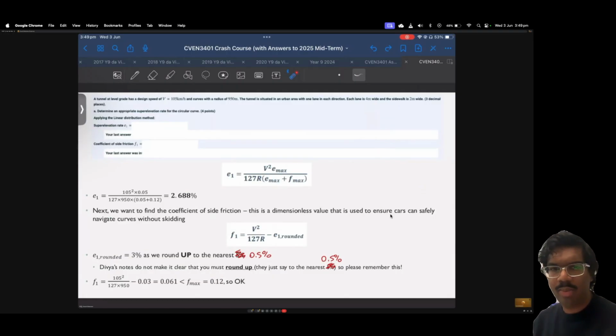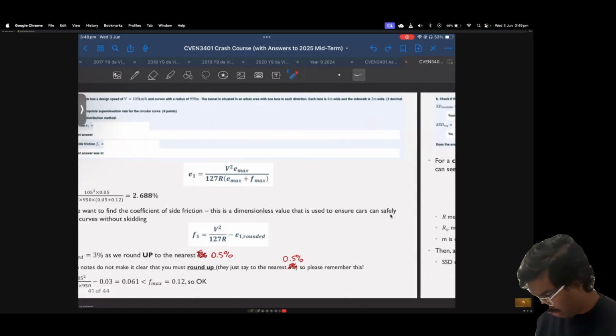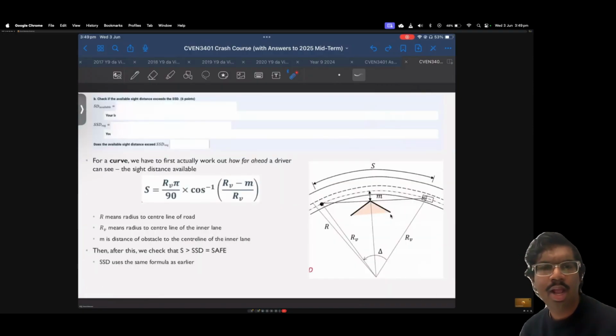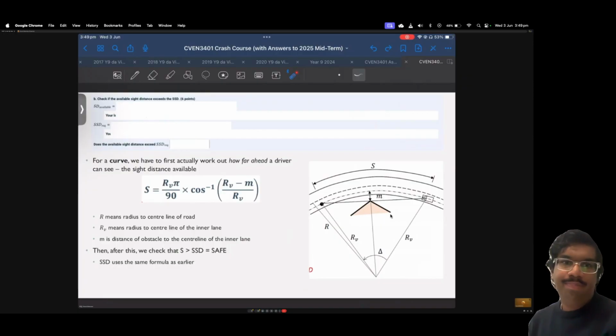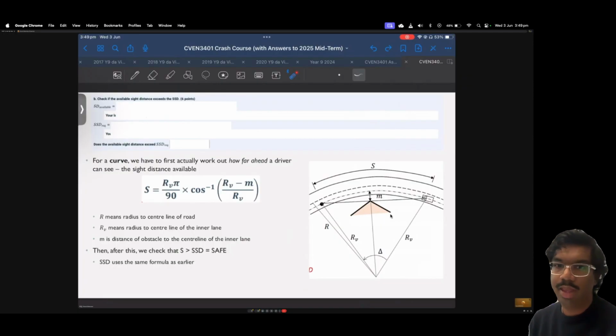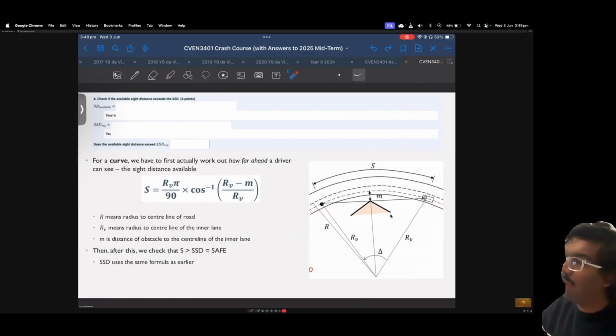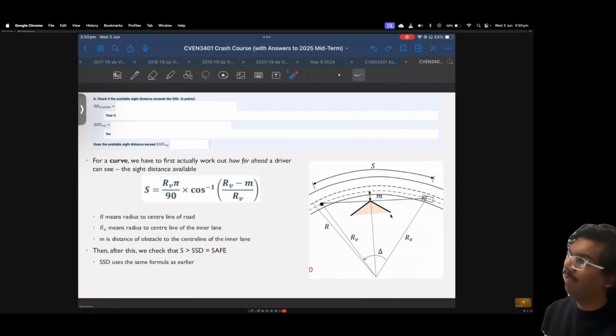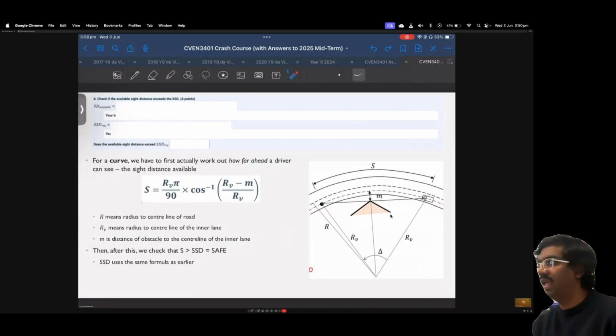All right, so I'm going to keep going. We're really, really close to the end, so we can finish up in 5, and then we can have a bit of time to pack up before the next class. All right, so part B is check if the available sight distance exceeds the stopping sight distance. Okay, so here's the thing. Before, we were just assuming it's a straight road, but now there's an actual curve in the road, and that's not good. Because if there's a curve, you won't be able to see ahead of you for the whole curve. So you actually need to work out what the sight distance for the curve actually is, okay?